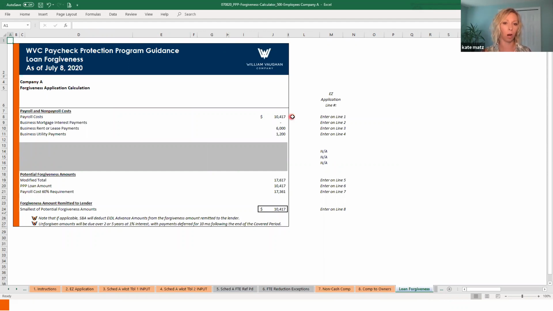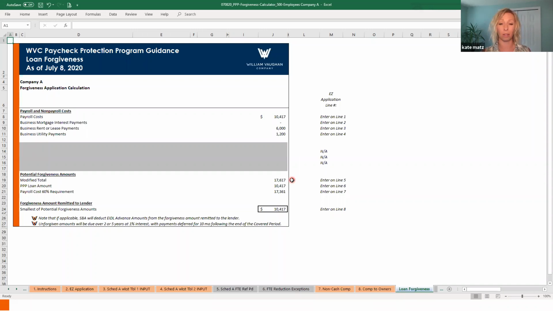So our payroll cost, the $10,417, we didn't have anything for mortgage interest. Our rent is $6,000, utilities $1,200. We've got a section here that's gray. So again, this is something that we don't need to worry about because we're using the EASY form. So we just skip right over that. Come down to our modified total.